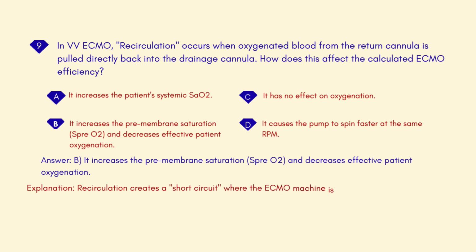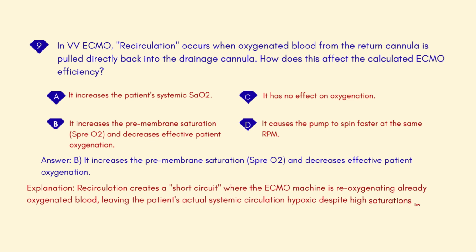Explanation: Recirculation creates a short circuit where the ECMO machine is reoxygenating already oxygenated blood, leaving the patient's actual systemic circulation hypoxic despite high saturations in the circuit.